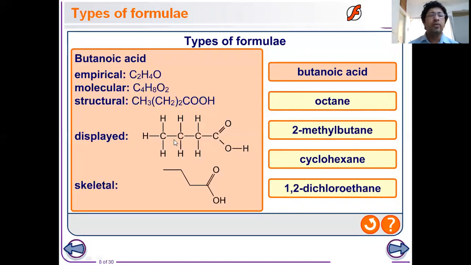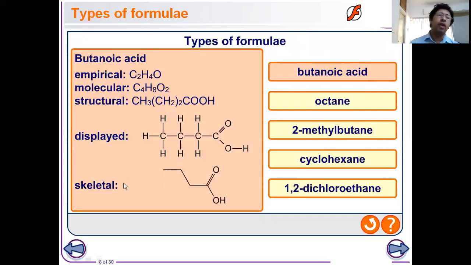And after drawing the displayed formula, it will be easy for any student to write down the structural formula. So here the structural formula will be CH3, CH2, 2 times CH2 will be repeated. That is why 2 is put here. Then at the end, COOH.